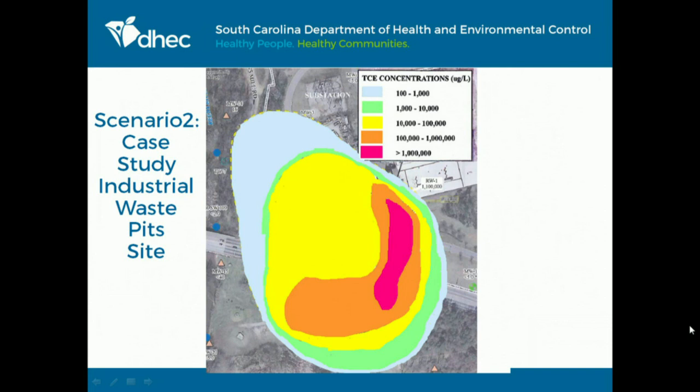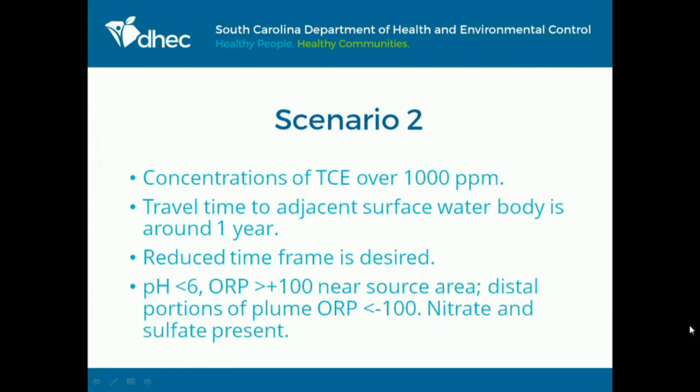It looks like the plume is heading this way. Are there any residents in the area, or where's the public located? There are no drinking water wells. The main receptor is the surface water body. Okay, let's go back to that. Nitrate and sulfate are present. We'll just assume they are above the criteria within the decision tree.